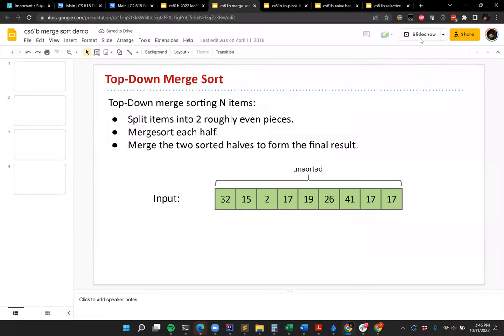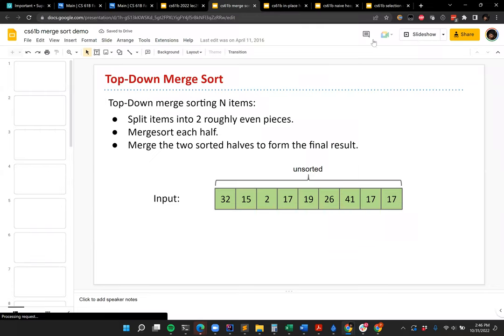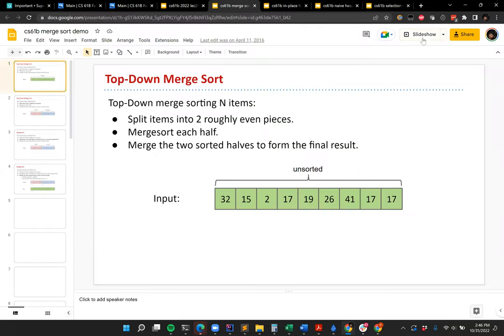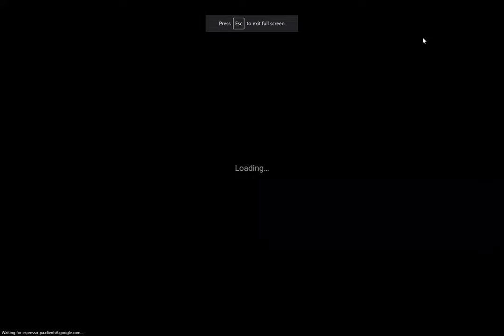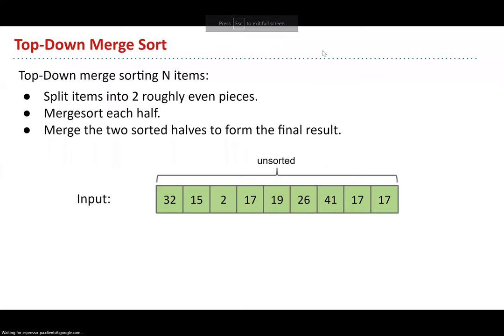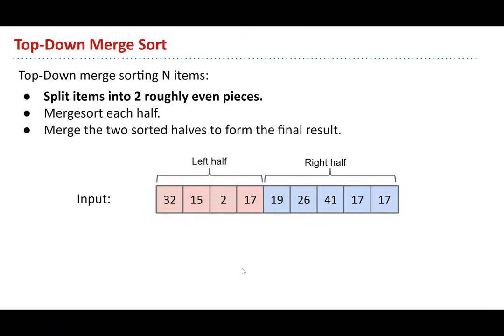Okay, so this is what's called top-down merge sort. There's another variant called bottom up that we won't teach in our class, but it's in the optional Princeton textbook. It works like this. We have an array, and we're going to split our array into roughly two even sized pieces. So if we had 10 items, it would be two of size five. In this case, I have 9 items, so there's a side that's 4 and a side that's 5.